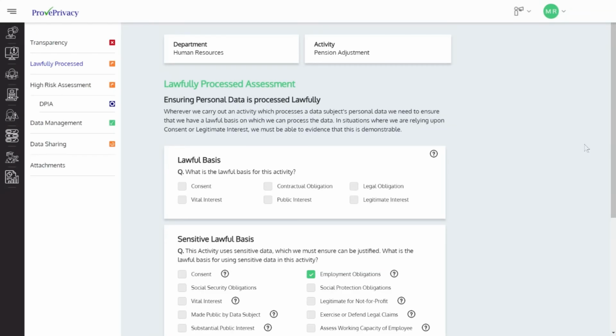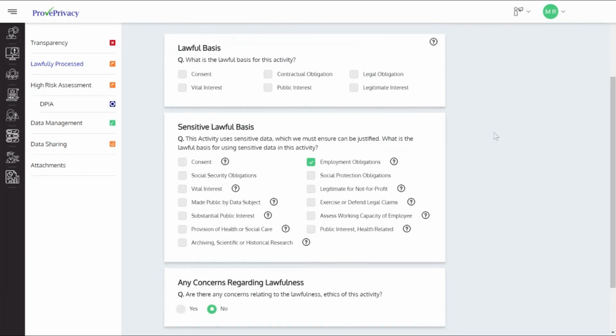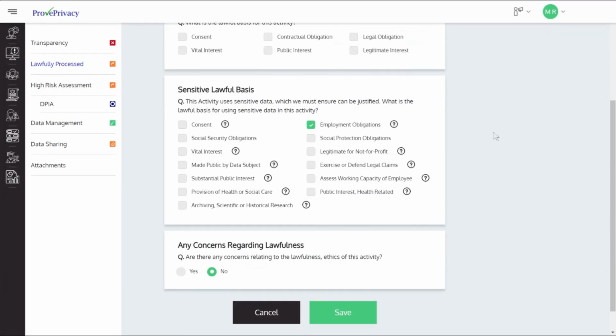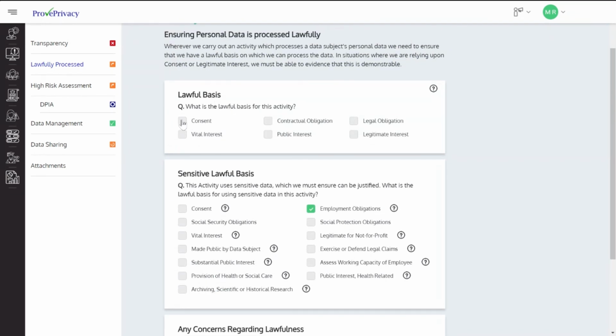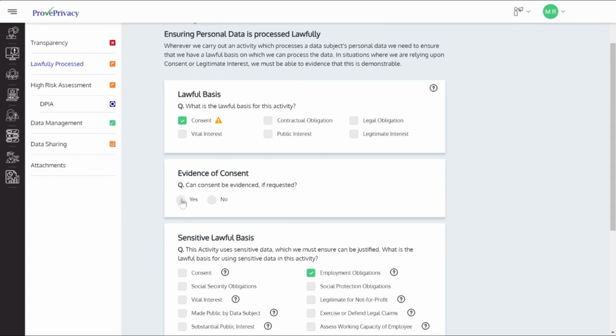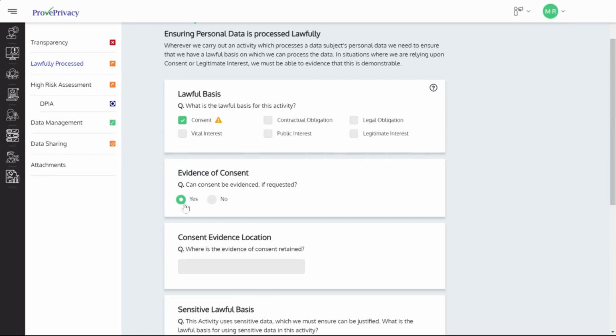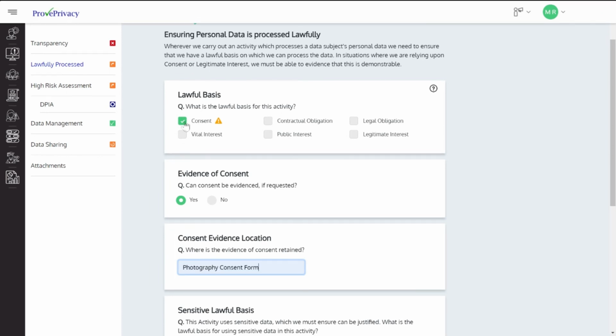If your activity involves processing sensitive personal data, you will also need to select a secondary lawful basis to justify why you are able to process this sensitive personal data. You can rely upon consent as your lawful basis if you have explicit consent of the data subject. This must be specific enough to include this type of processing activity. If you are relying on consent, then you must be able to provide evidence that each data subject has consented and where this evidence is located.